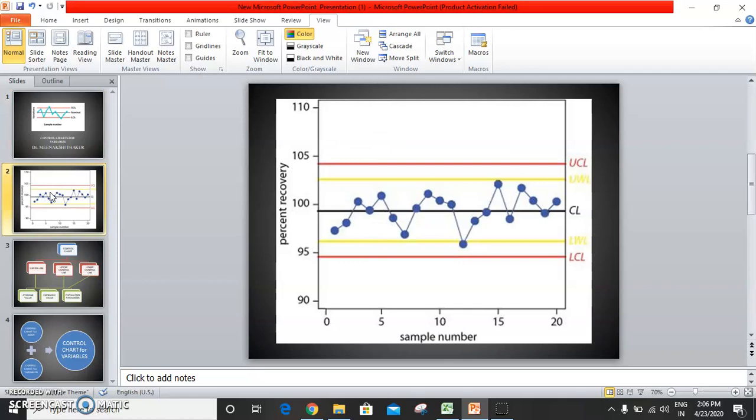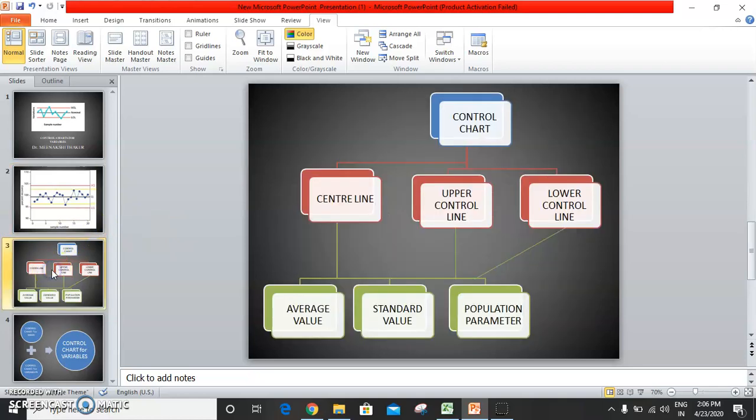In a control chart, along the y-axis, a sample statistic of a quality characteristic such as mean, range, proportion of defective units, etc. is plotted. The sample number or the time is taken along the x-axis. A control chart basically consists of three horizontal lines: the central line, the upper control line, which we also call UCL, and the lower control line, which we also call LCL.